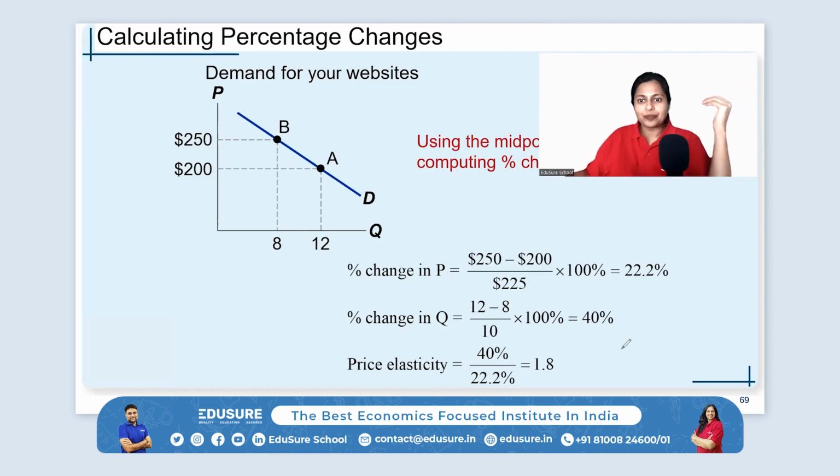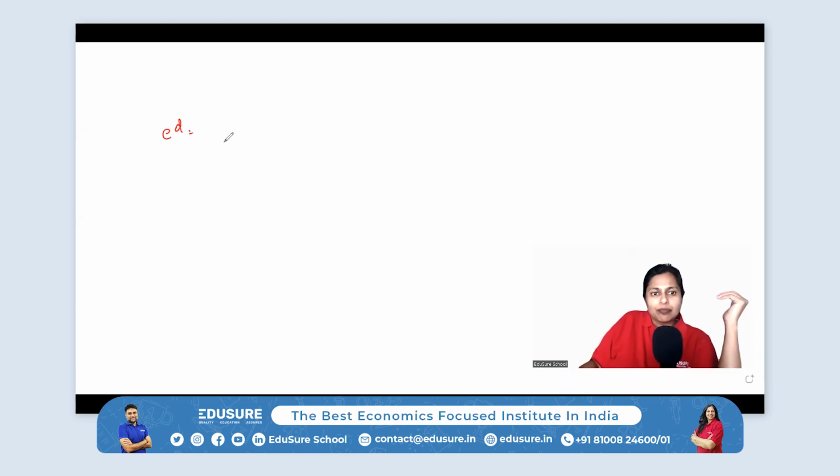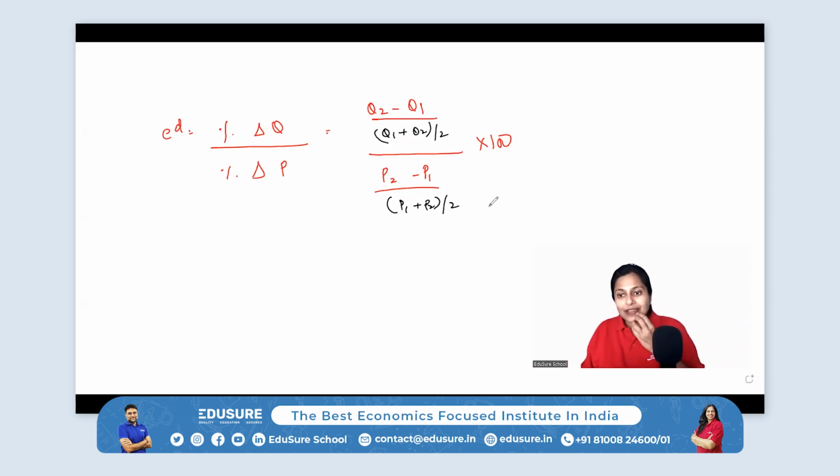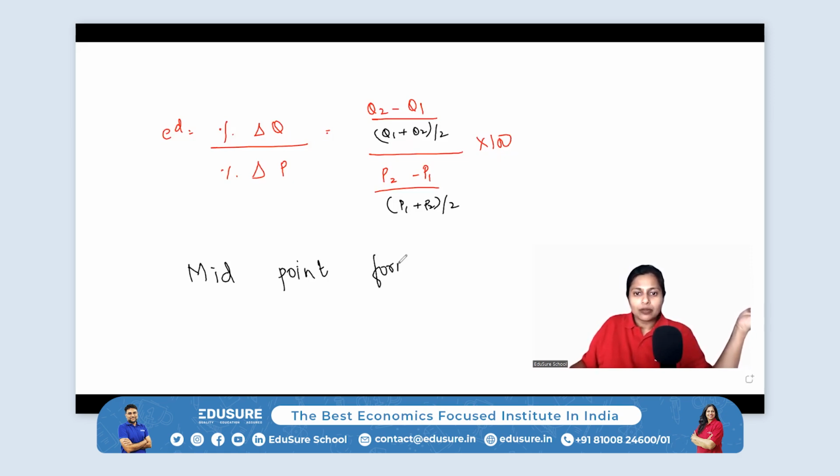Just to reiterate, earlier we calculated elasticity as percentage change in quantity upon percentage change in price, where the formula was Q2 minus Q1 by Q1, P2 minus P1 by P1, into 100. But now, instead of P1, we change it to the midpoint, which is Q1 plus Q2 by 2, P1 plus P2 by 2. So if we are asked to calculate elasticity, this is the formula that we use, the midpoint formula. And we will do some examples of the midpoint formula.